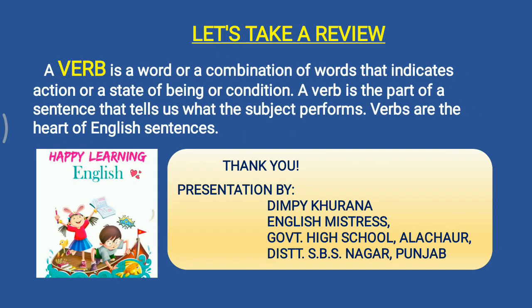So dear students, we have done the topic verbs and its different kinds, its uses. Hope you fully understood the whole topic. Let's take a review. In a nutshell, you can say that a verb is a word or a combination of words that indicates action or a state of being or condition. A verb is a part of a sentence that tells us what the subject performs. Verbs are the heart of English sentences.